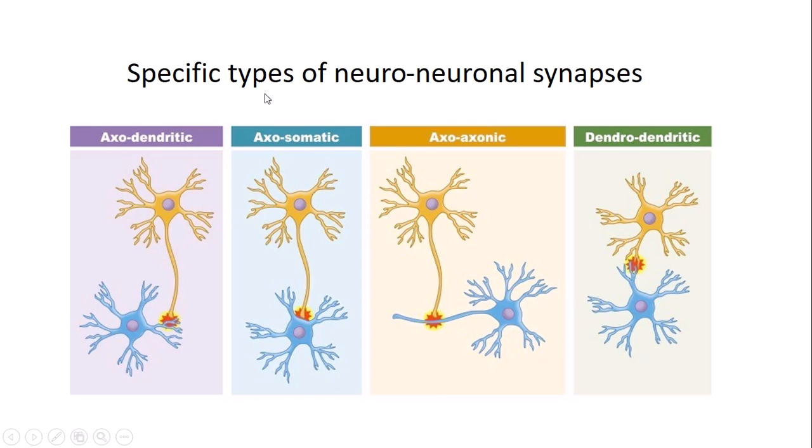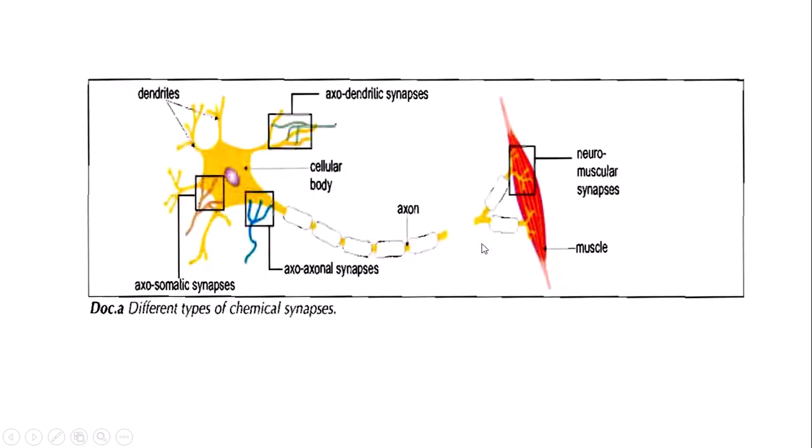Now, if we go further into the details of neuronal synapses, one neuron can be connected to another neuron in one of these different ways. Here you see the first neuron connected through its axon to the dendrites of the other, so we call it an axodendritic synapse. Here the axon of the first neuron connects to the soma or the cell body of the other neuron, so it's an axosomatic synapse. They can even connect an axon to an axon, and we call it an axoaxonic synapse. And finally, we have a connection between dendrites of two neurons, so we call it a dendrodendritic synapse.